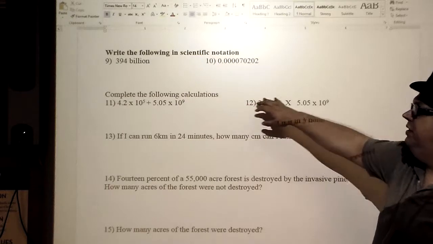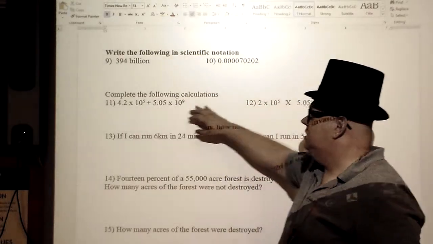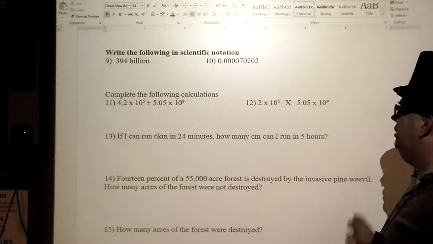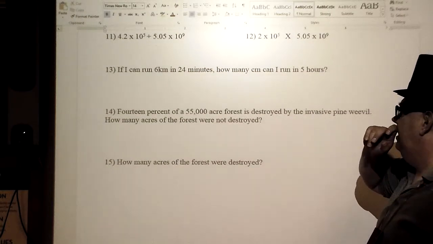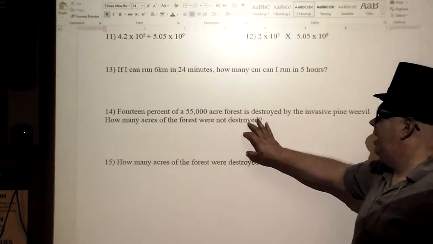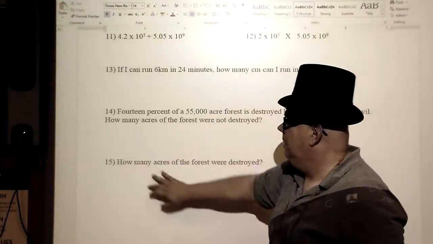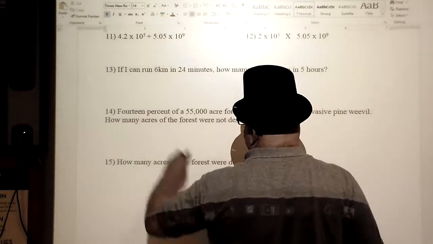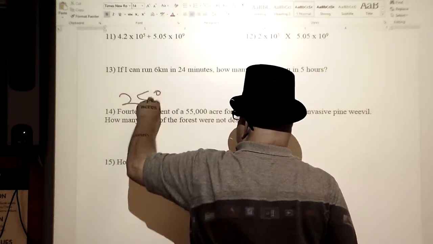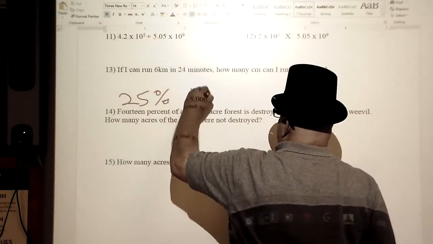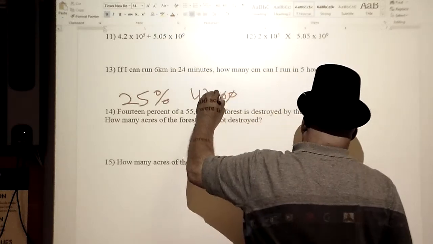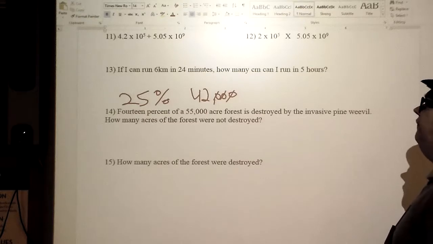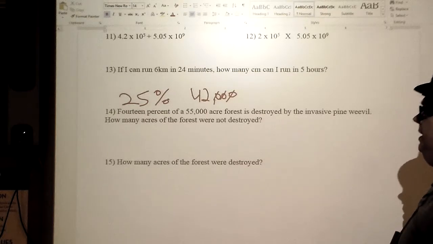Now, here, complete the following calculations. You could enter that into the calculator since you're allowed to use a calculator. I'm not that interested. I want to look at this one here. So I have 14%. That's fine. Let's say 25% of a 42,000-acre forest is destroyed by the invasive pine weevil. How many acres of the forest were not destroyed?